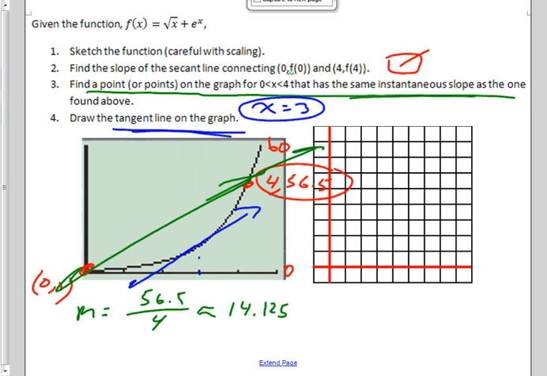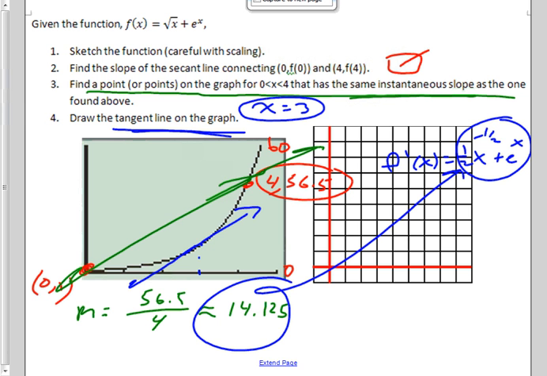Now, how would I find exactly where that exists? Well, I could find the derivative again, which is 1/2 x to the negative 1/2 plus e to the x, and I could set it equal to the slope of the secant line, but we're not going to do that here. But again, what happened? On the interval from 0 to 4, there existed a point in between 0 and 4 that had the same instantaneous slope, where the derivative equaled the slope.